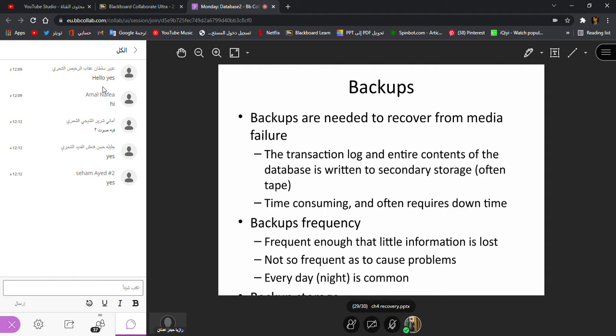The transaction log and entire content of the database is written to the secondary storage. This is what I have said, that everything related to the database and the log, we also keep a copy on another disk. It is time consuming and often requires downtime. Of course, it's a time consuming task because you have to copy.